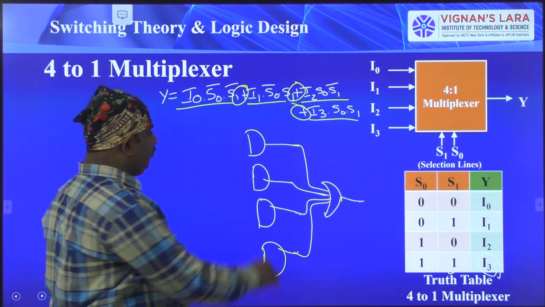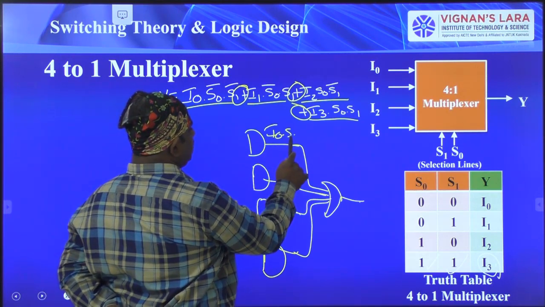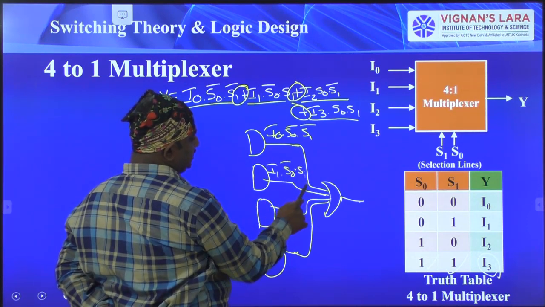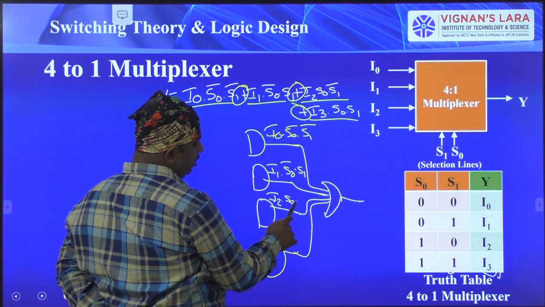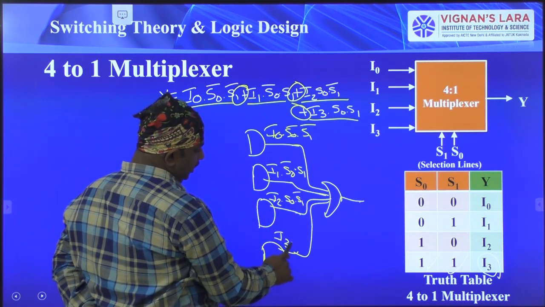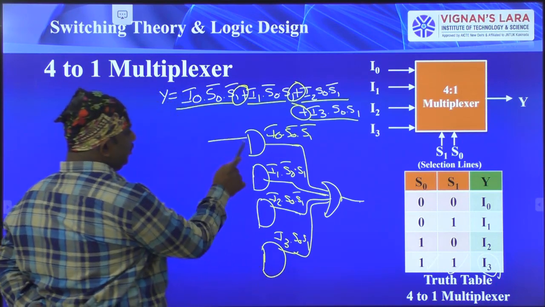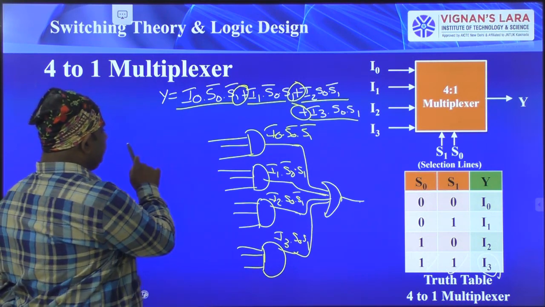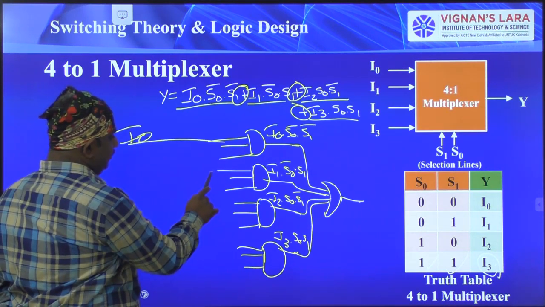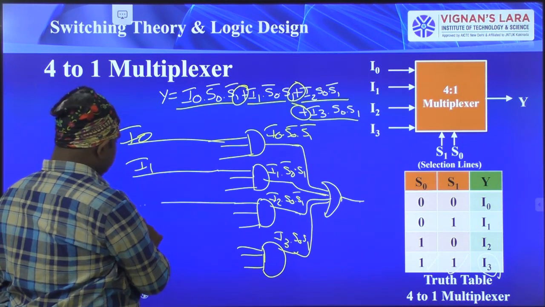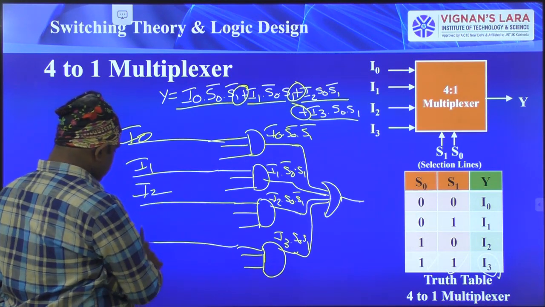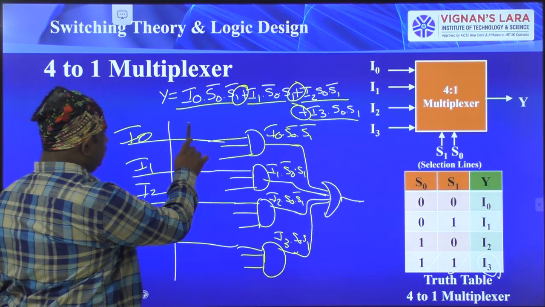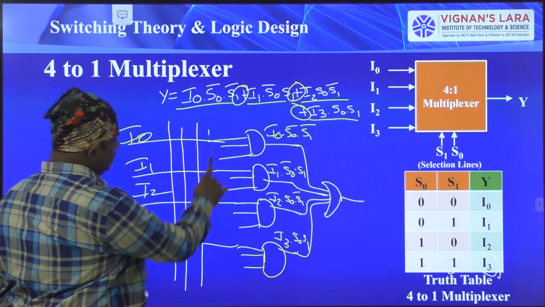So this is the diagram. Here we have 4 AND gates. This is I0 into S0 bar into S1 bar. Here I1 into S0 bar into S1. Here I2 into S0 into S1 bar. Here I3 into S0 into S1. So here we have 3 inputs on each gate. Okay. So here the first one, this is I0, and this is I1, and this is I2, and this is I3. And S0, S1, S0, S1, S0 bar, S1 bar.